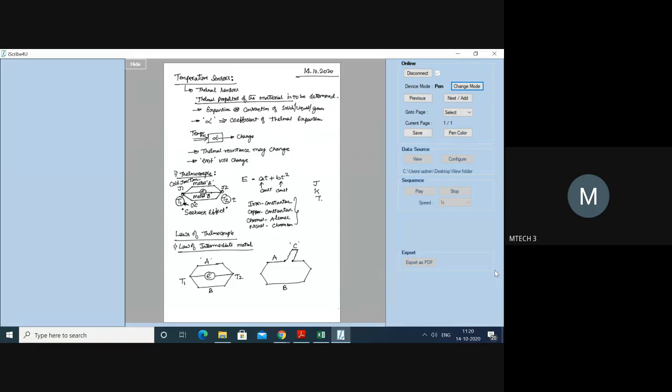Now, what is the effect of the intermediate metal? This is T1 and T2. Are you understanding what I'm telling? Now, this is the first case. Case number one is the basic principle. That is, the electromotive force E is going to be developed when two metals A and B come in contact, with the two junctions at temperatures T1 and T2.